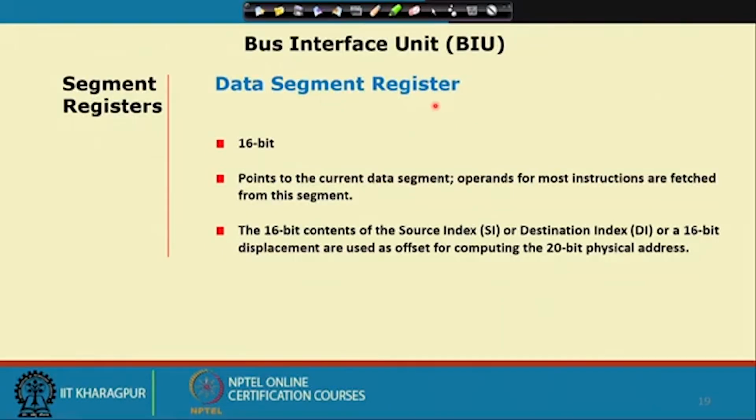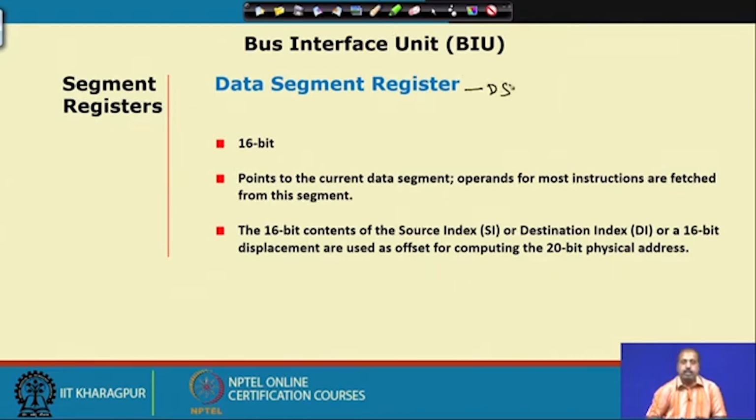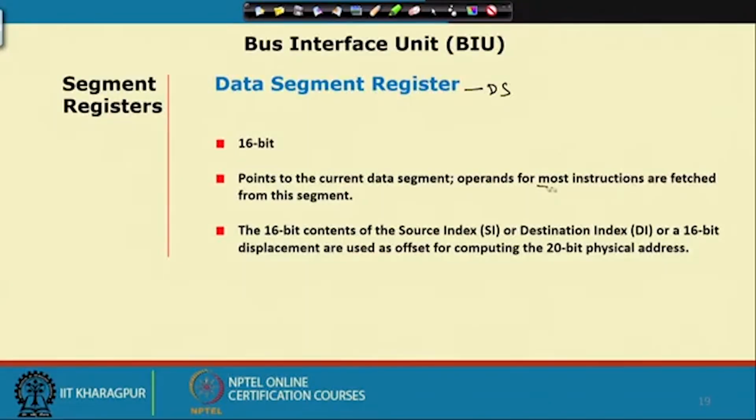The next segment register that we have is the data segment register, or DS. This DS register is a 16-bit register and it points to the current data segment. Just like CS points to the code segment, DS points to the data segment, and operands for most instructions are fetched from this segment. Please note this term, most instructions.